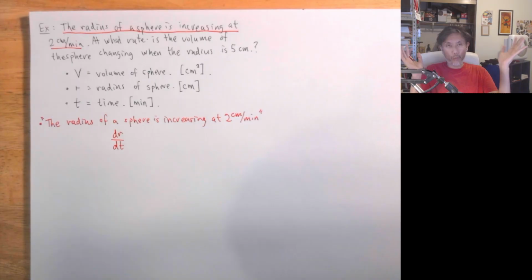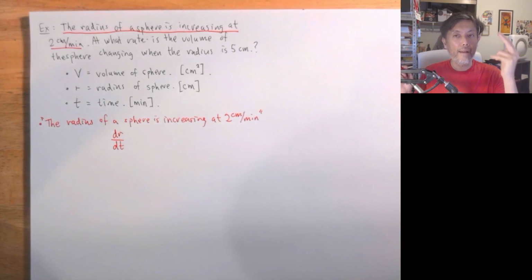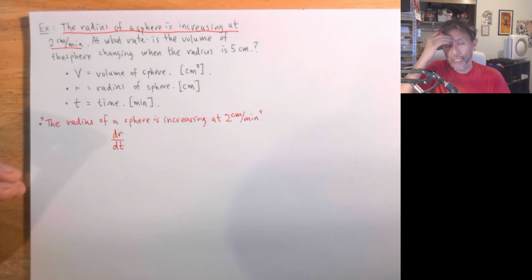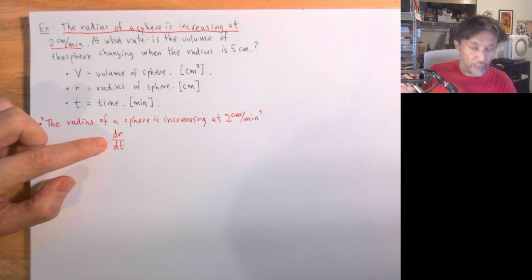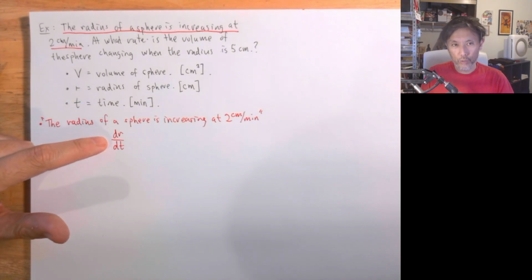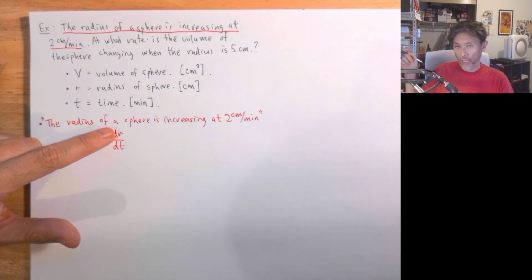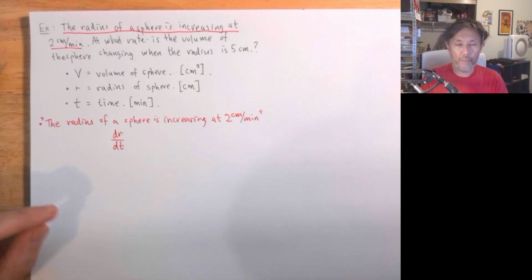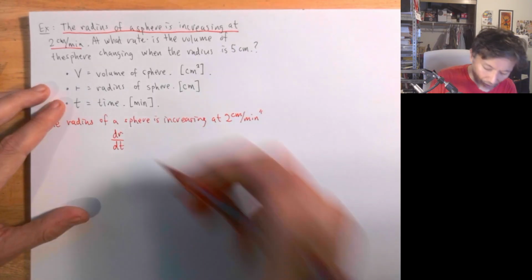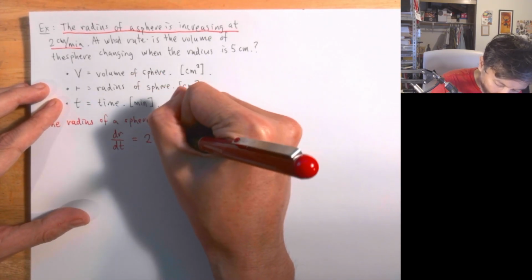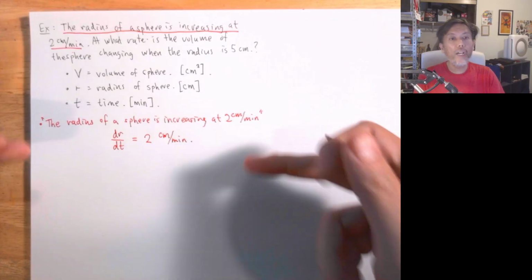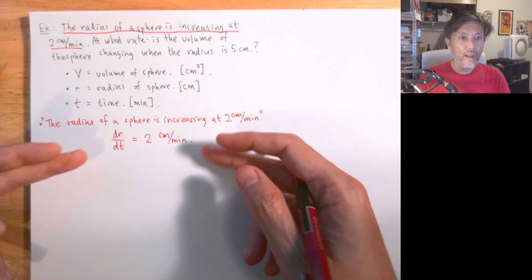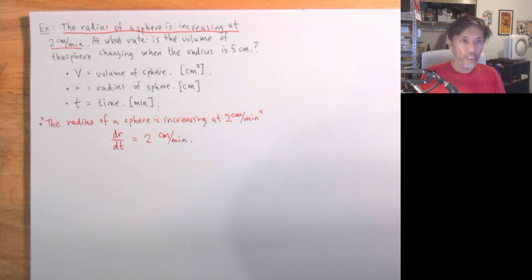Remember me saying that this is the most important interpretation of the derivative and probably the most important concept that you're going to be getting out of this course, which is that the derivative dr dt encodes the way in which, in this case, the radius r is changing with time t. Okay, dr dt is increasing at 2 centimeters per minute. So what that's saying is that dr dt is equal to 2 centimeters per minute. That's the translation of this English phrase into mathematics. Okay, and that's going to be important and useful for us in just a moment.